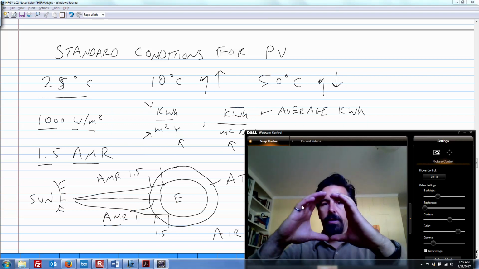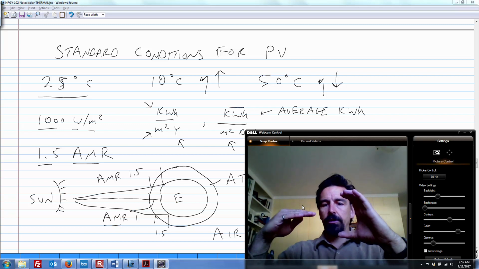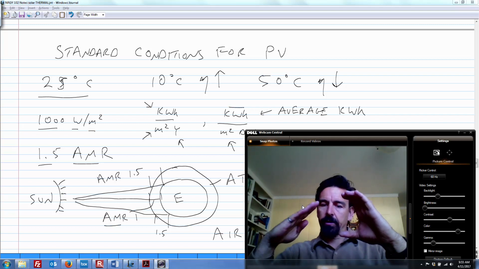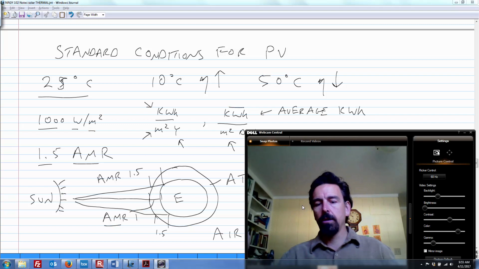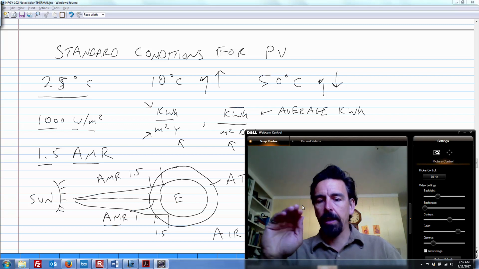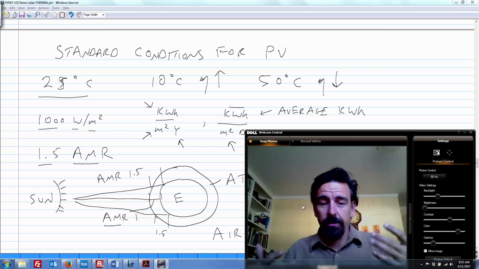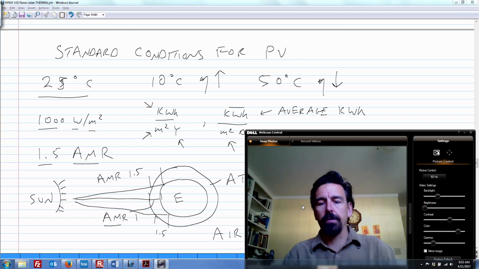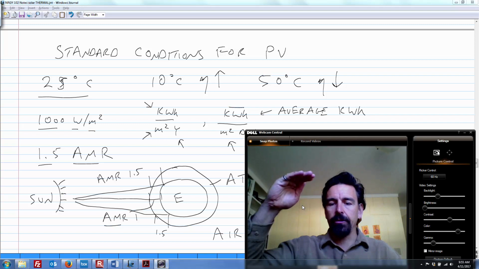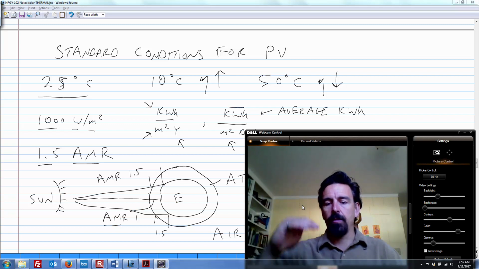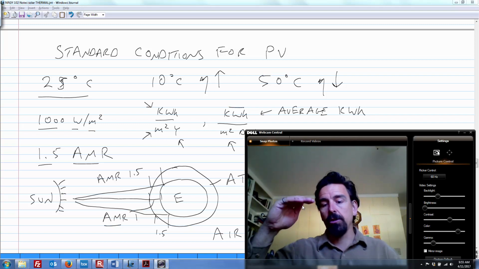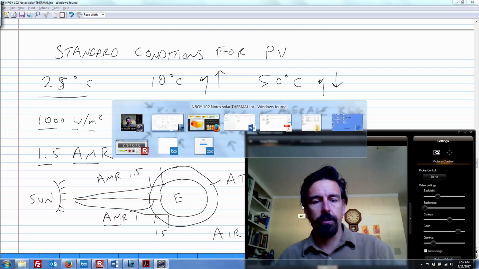So if it's coming in nice and straight, that's 1. But if it's at an angle, like in the morning or at night, then it's longer because there's more air to go through. And then when you get to the evening, it becomes basically infinity because there's none. It's also a function of latitude. So more north and more south, the air mass ratio also goes up typically.